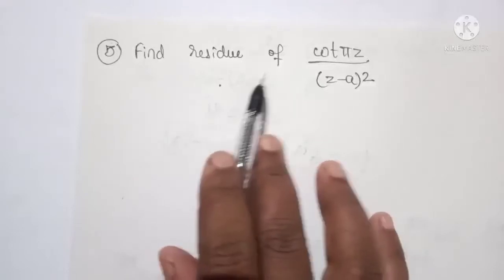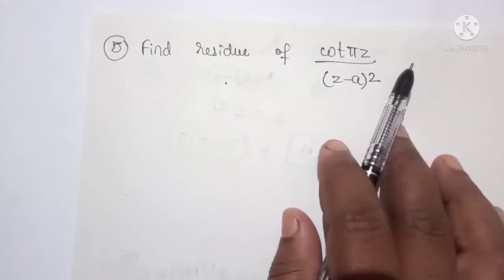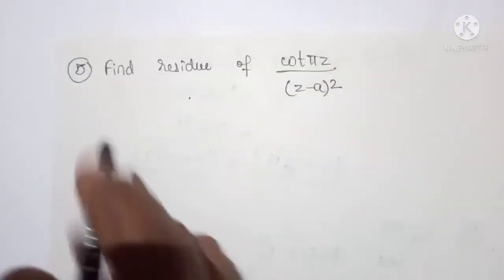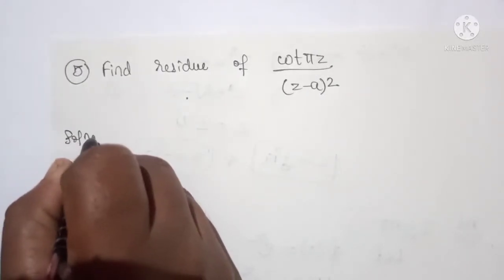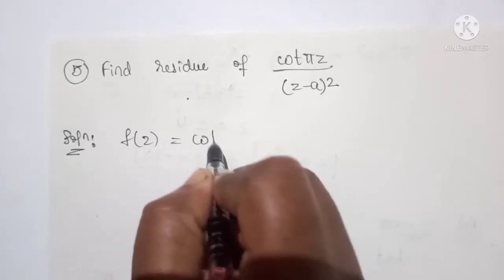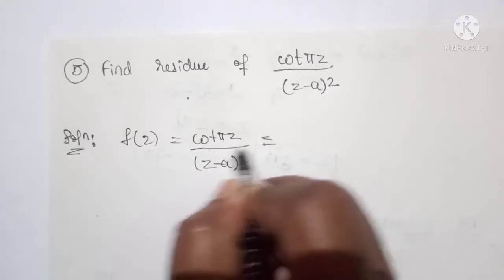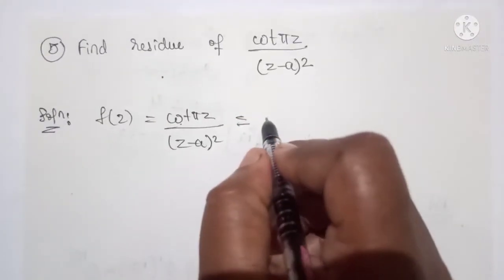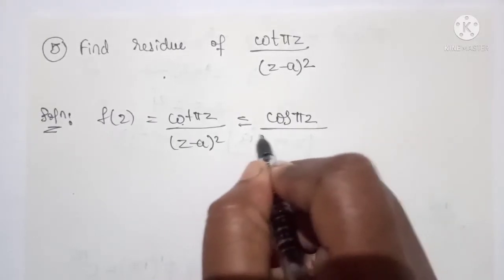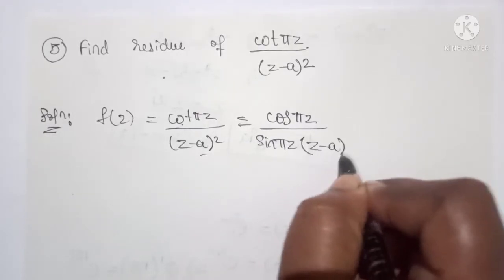Next, find the residue of cot pi z divided by z minus a whole square. Here they haven't mentioned any point, so we need to find it at all points. Solution: f of z equals cot pi z divided by z minus a whole square. Cot can be written as cos divided by sin, so it is cos of pi z divided by sin pi z into this denominator z minus a whole square.